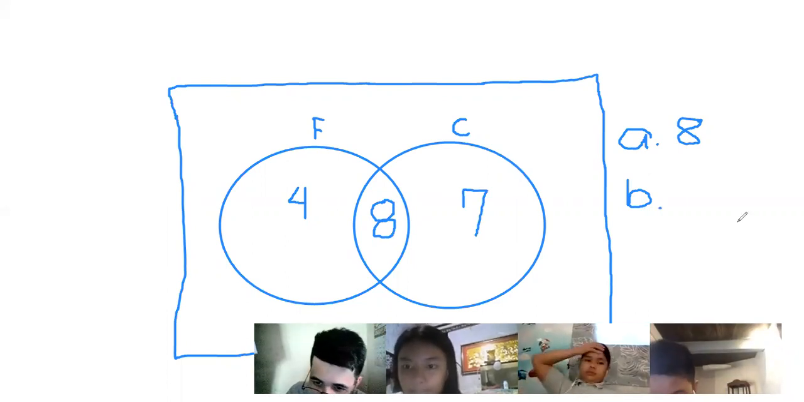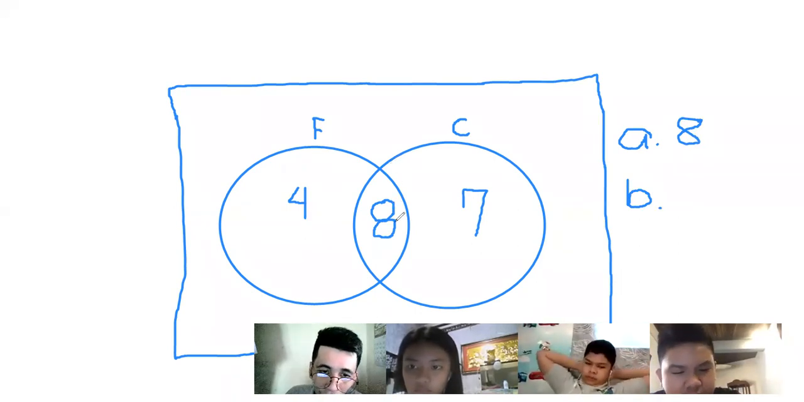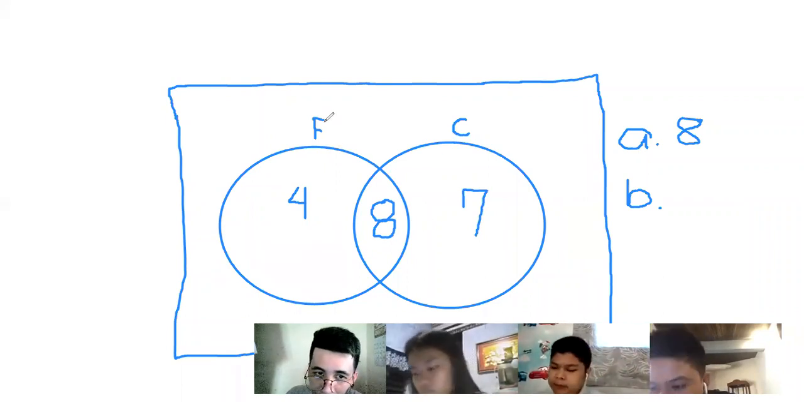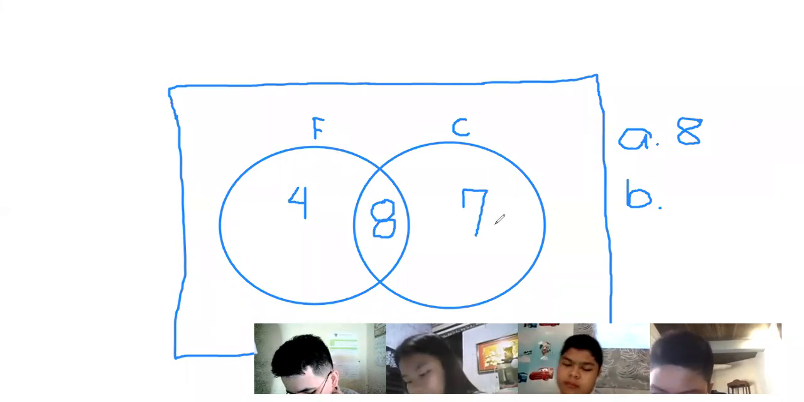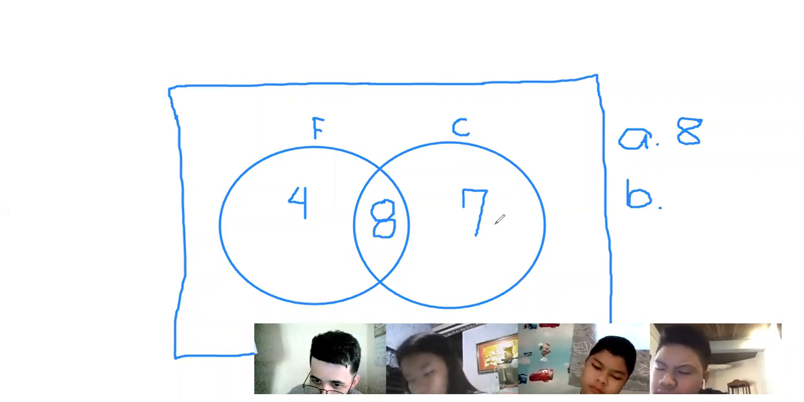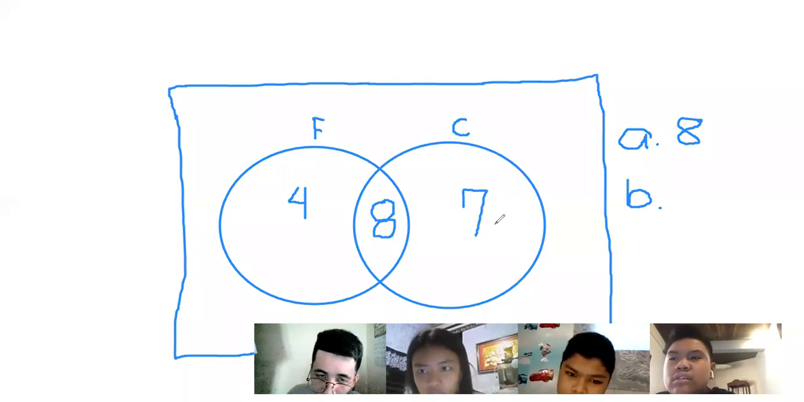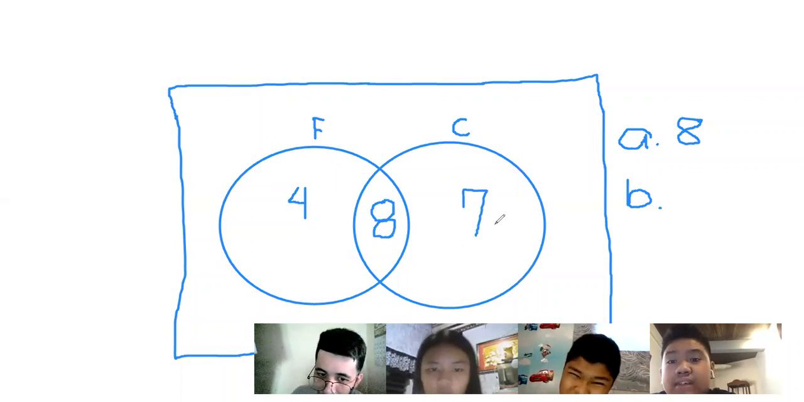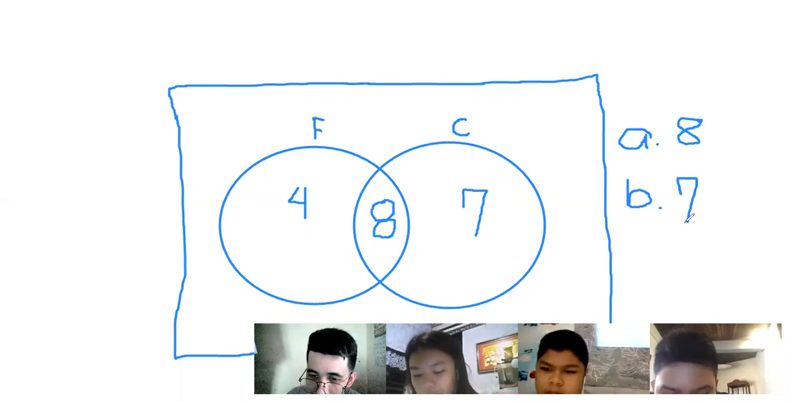So, 8 students. Tingnan lang natin 'tong Venn diagram natin. We have here 8 students na kumukuha ng French pati Chinese. Then, kabuuan ng kumukuha ng French lamang. So, sa letter B, how many students prepare Chinese but not French? Ilan daw estudyante ang kumukuha ng Chinese but not French? Pero hindi kumukuha ng French. 7. Yun, Chinese lang talaga. So, 7 students. Okay? 7 lang.